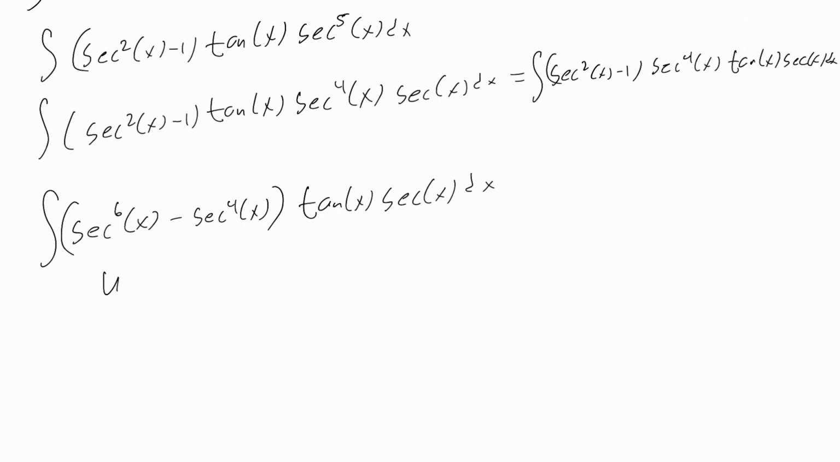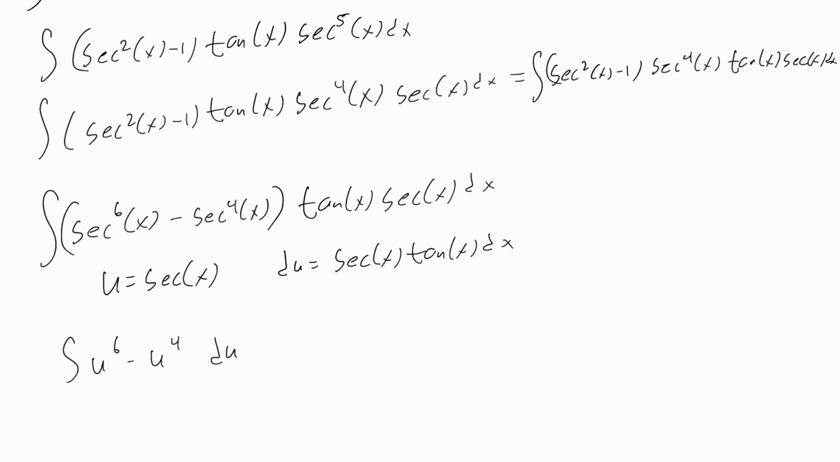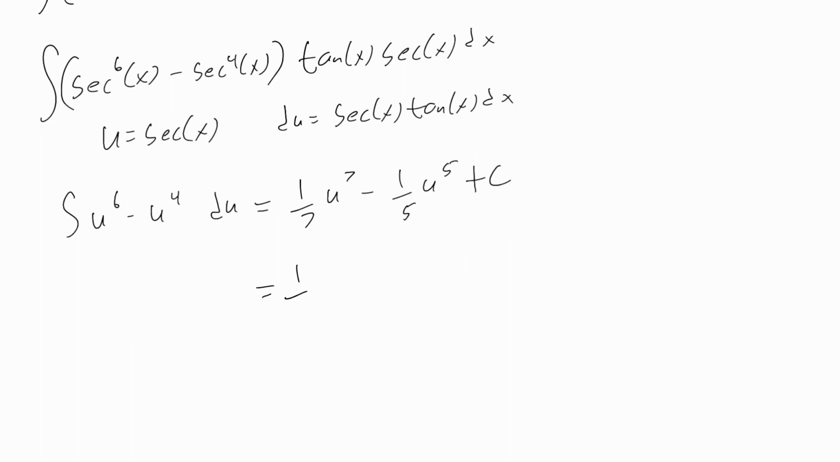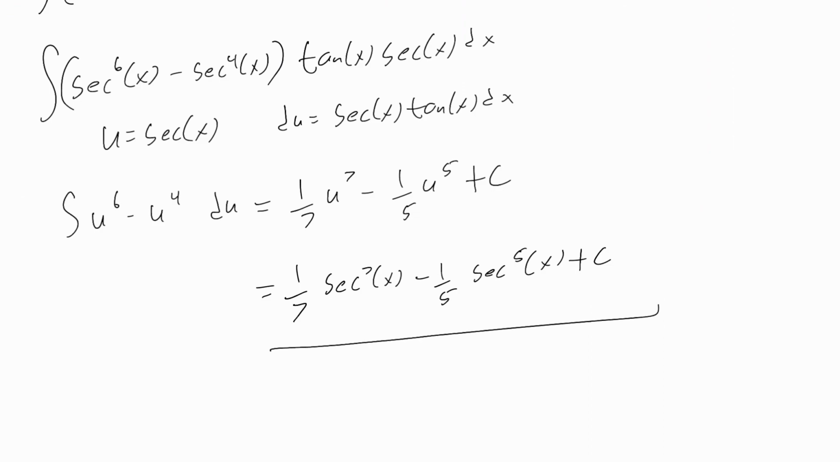So let's let u equal secant of x, then du equals secant of x times tangent of x dx. Like I said, I've already got one there. So this becomes the integral of u to the 6th minus u to the 4th du. That's a straight up polynomial, just about the easiest antiderivative you can take. We get 1/7 u to the 7th minus 1/5 u to the 5th plus c. Then we just need to trade our u's in for x's, and we recall that u is secant of x. So this is the same as 1/7 times secant to the 7th of x minus 1/5 times secant to the 5th of x plus c.